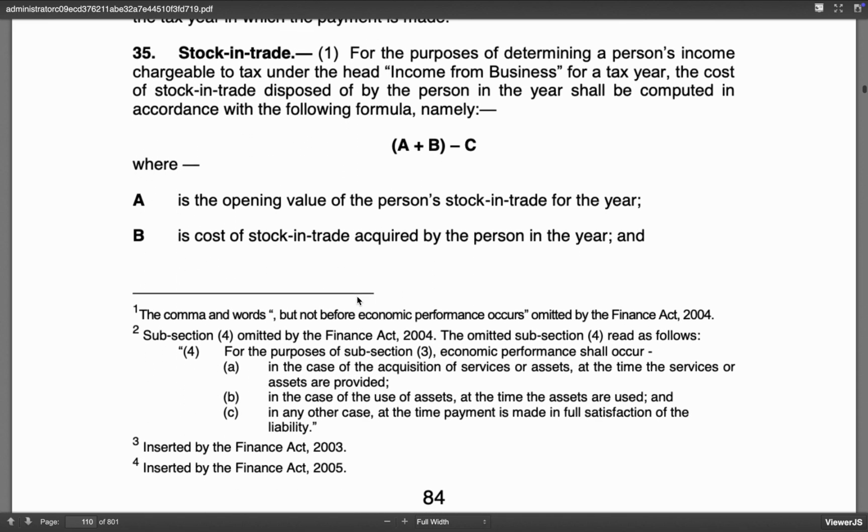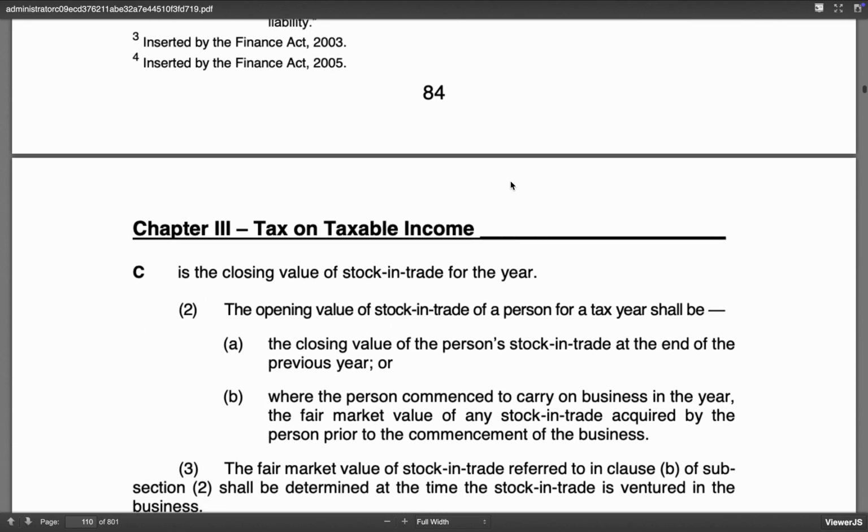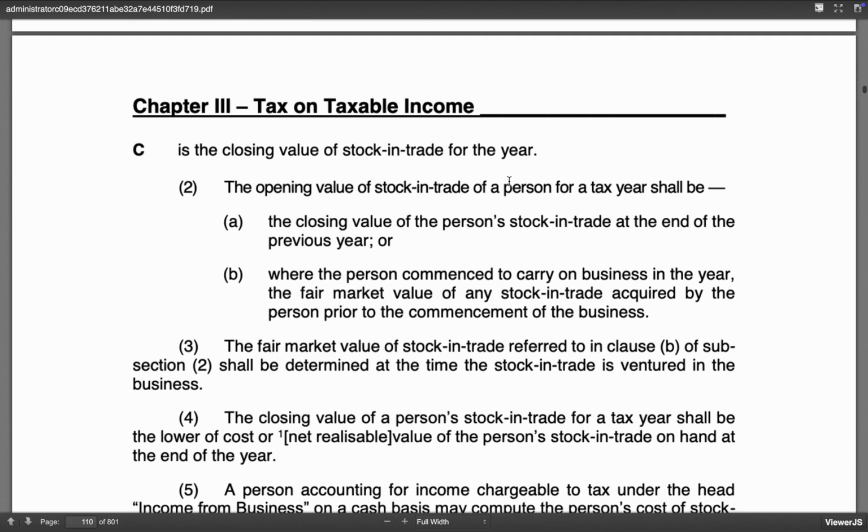Going forward, especially for manufacturing and trading businesses, these are the rules on how stock will be calculated. That is, income from business, the cost of stock disposed by the person shall be computed by opening value of stock plus cost of stock in trade acquired during the year minus closing stock, which is actually a correct financial accounting rule also.